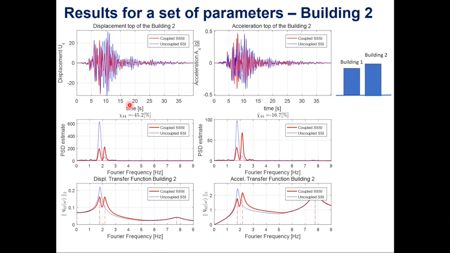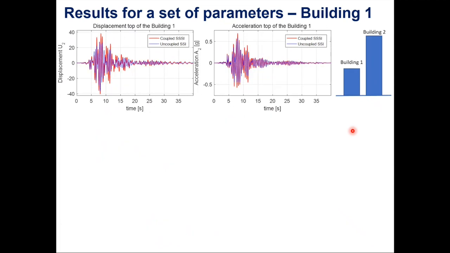The response on building two decreases 45% in displacement and 16% in acceleration. So basically, this effect is like a two-mass damper, okay? Because in some ways there is a relationship between the periods of these two buildings. For this particular relationship, you have an increase in the seismic response of building one and a decrease in the seismic response of building two.